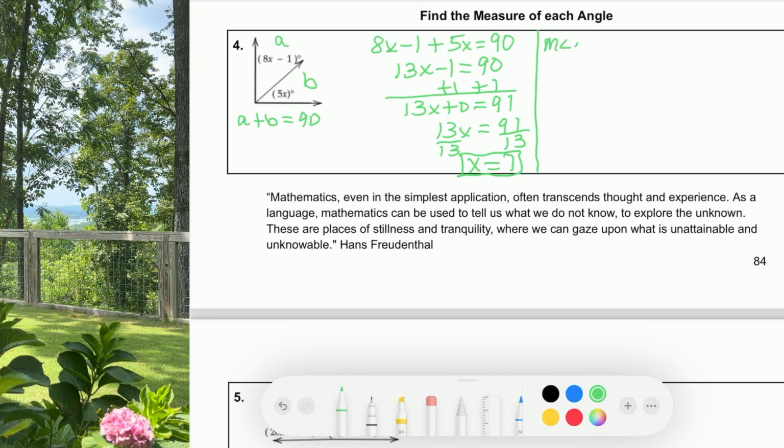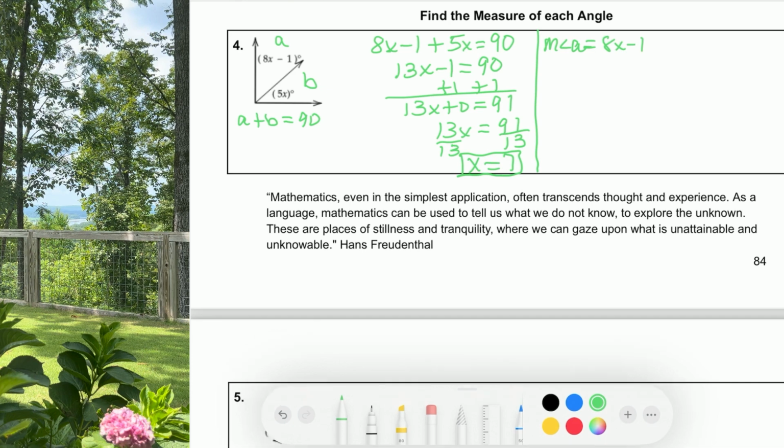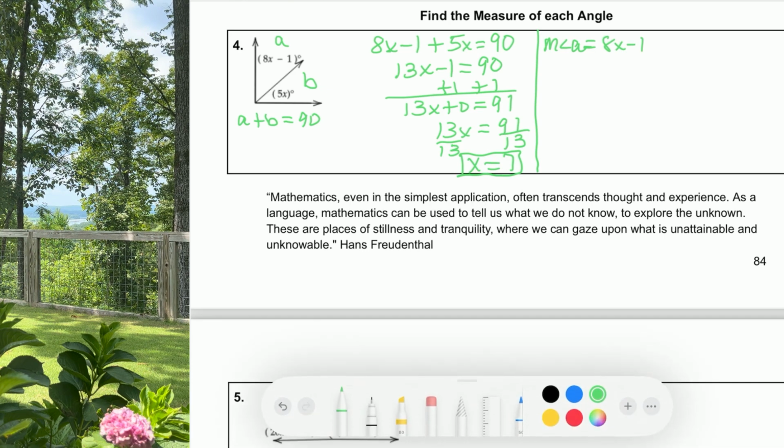So remember, the measure of angle A was 8x minus 1. And the measure of angle B was 5x. All right, so let's solve for measure of angle A first. We're going to plug in our 7 where the x is at. So 8 times 7 minus 1. We get 56 minus 1. So we get 55 for the measurement of angle A.